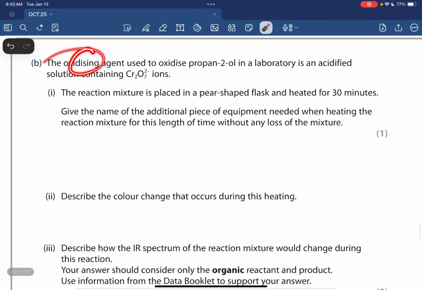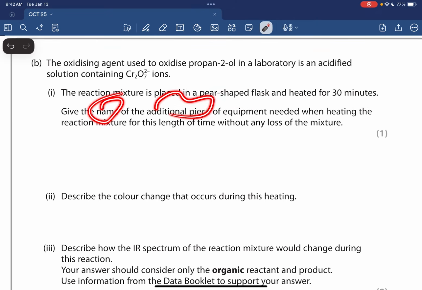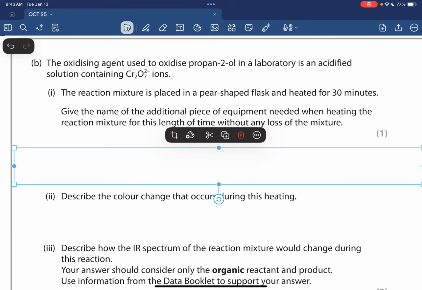The oxidizing agent used to oxidize propanol in a laboratory is acidified dichromate(VI) solution. The reaction mixture is placed in a pear-shaped flask and heated for 30 minutes. Give the name of the additional piece of equipment needed when heating the reaction mixture for this length of time. This is going to be a reflux condenser or a Liebig condenser, right?